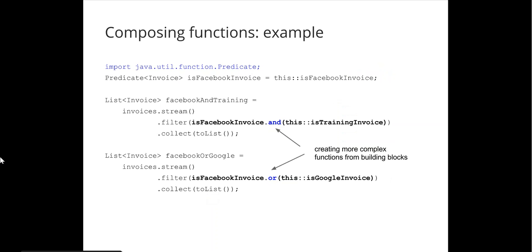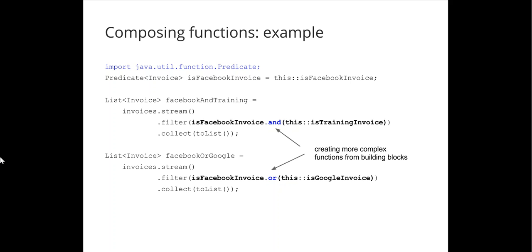So let's come back to our invoice domain. Let's say we already have a predicate which checks that an invoice is from Facebook. And then we've got another one that checks that the invoice is related to training. What we'd like to solve now is how can we check that an invoice is both from Facebook and is related to training? Well, if we take traditional Java, then we might have to create a new class here that again provides an implementation for that, or a new method.